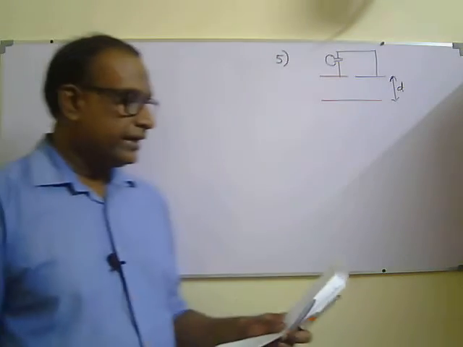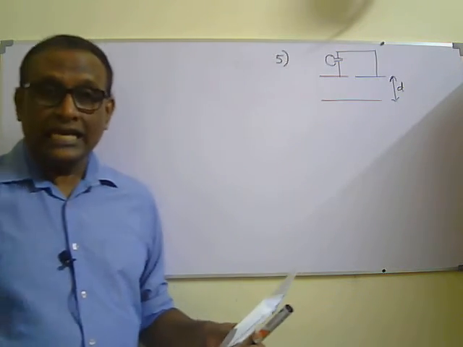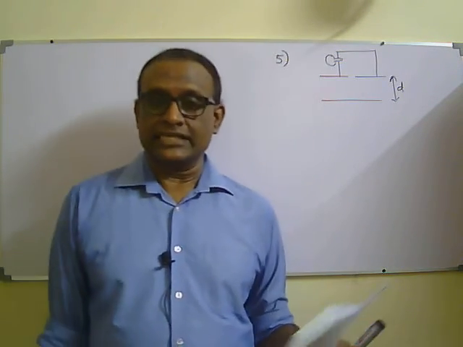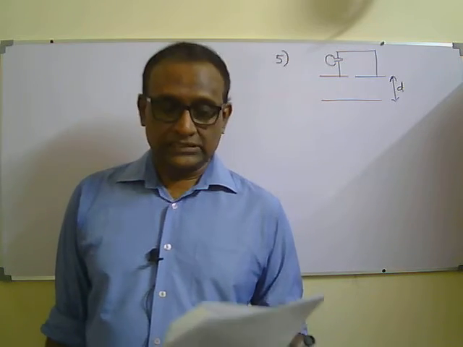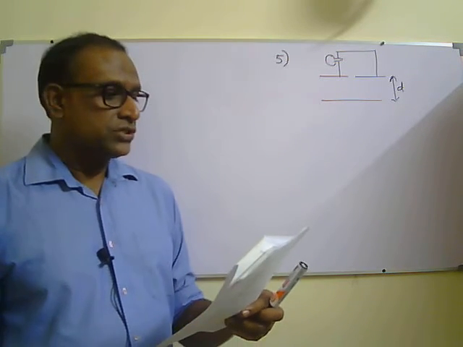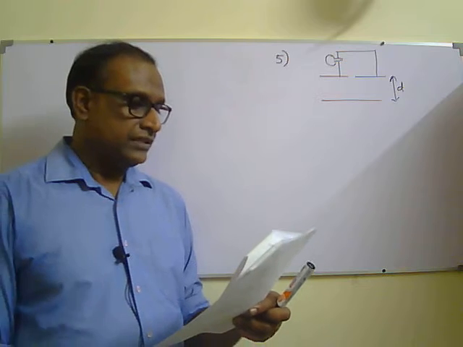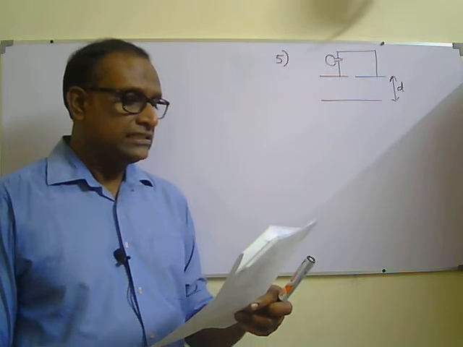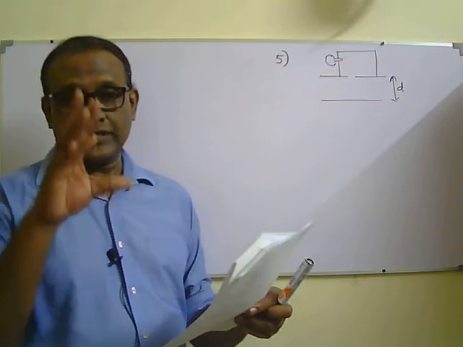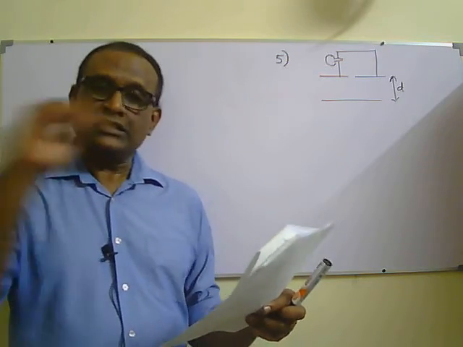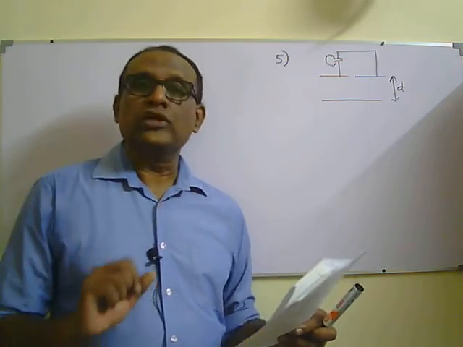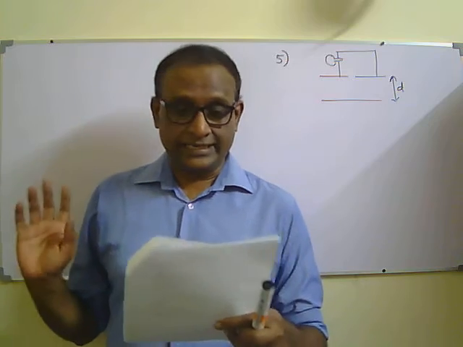Okay, question number 5 is about Millikan's oil drop experiment. That is the experiment used to find the charge of an electron. The diagram is given and they are saying the oil drops are negatively charged. When you spray, due to friction with the nozzle, the oil drops will get charged. So they are carrying negative charge.